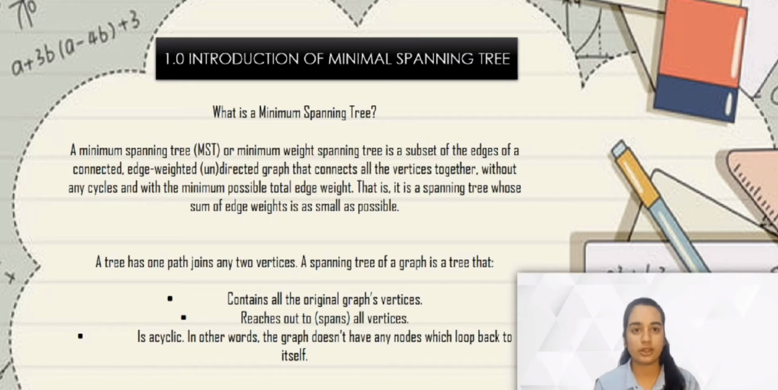A spanning tree of a graph is a tree that contains all the original graph vertices. The second point is that it reaches out to span all the vertices. The third one is that it is acyclic. In other words, the graph doesn't have any nodes which loop back to themselves.